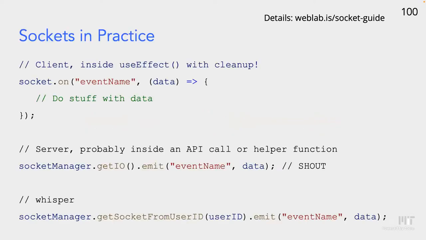And in practice, the overall idea is adding listeners for specific events, providing callback functions to handle the data whenever those events are received. And then to emit events, you just do .emit for whichever sockets you want to emit to.